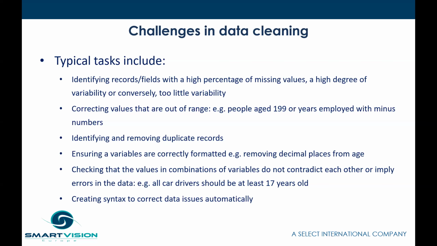Or sometimes there's too little variability, where 99.9% of the data all belongs to one group. Or you get data that is out of range. You get people who clearly can't be 199 years old, or can't have had their car for -3 years, or something like that. Or you get duplicates. That's a problem you have to deal with.